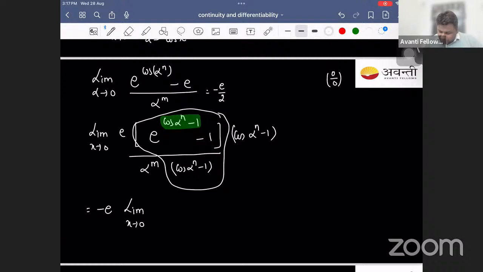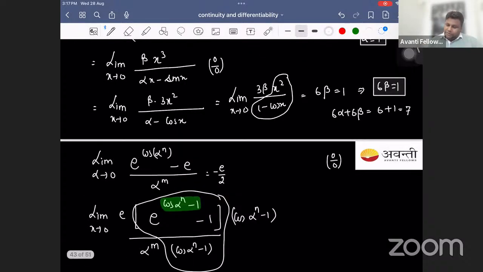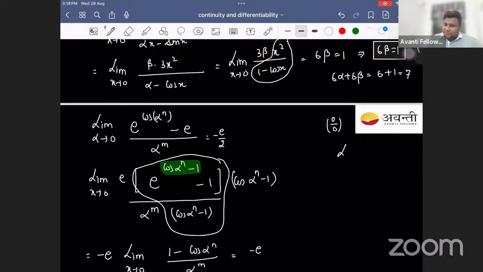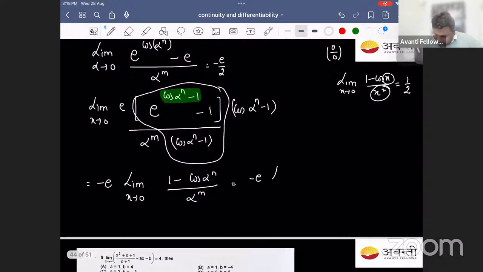So this will become e times limit alpha approaches 0. Take minus also common. It will be 1 minus cos alpha to the power n upon alpha to the power m. Correct? Now minus e times 1 minus cos alpha to the power n. There also I told you that limit x approaches 0, 1 minus cos x by x square comes half. So whatever is here, square of that is there in the denominator. So I can write it as limit 1 minus cos alpha to the power n, see, alpha to the power m already here, divide by alpha to the power n whole square.